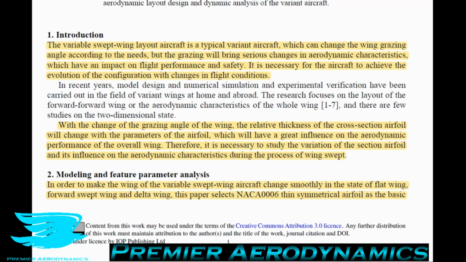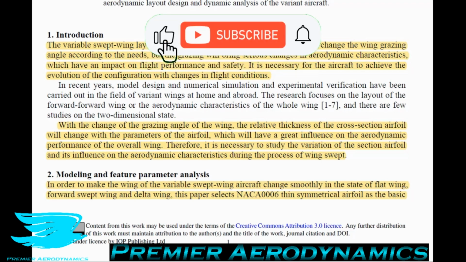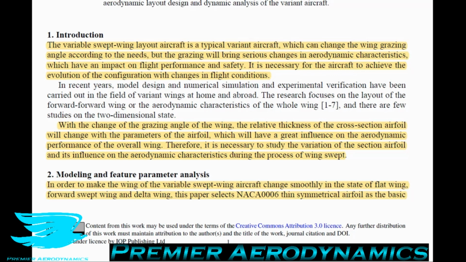But the thickness of the airfoil hasn't changed. So the thickness to chord ratio is now going to be smaller in this particular case. Because the chord is longer and the thickness is the same, the thickness to chord ratio drops. So let's say with a NACA 0020, the thickness should be 0.2 meters if the chord is 1 meter. So that's 20%.